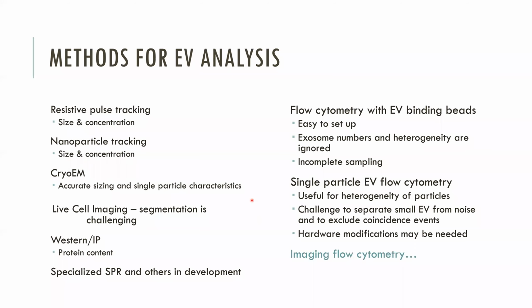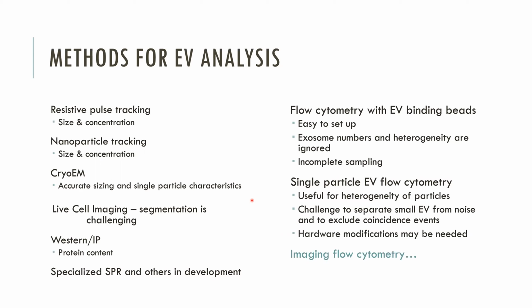For a long time, people have been trying to study EVs using EV binding beads, so beads that have anti-CD63 on them that can bind to the EVs. Those are very easy to set up and easy to detect with a flow cytometer. You cannot use them to count, because there's an unknown number of exosomes actually bound to the beads. You can't see anything about the heterogeneity because it's random which exosomes will bind to the beads. And you're also probably sampling in an incomplete way, since an anti-CD63 bead will not bind CD63 negative EVs.